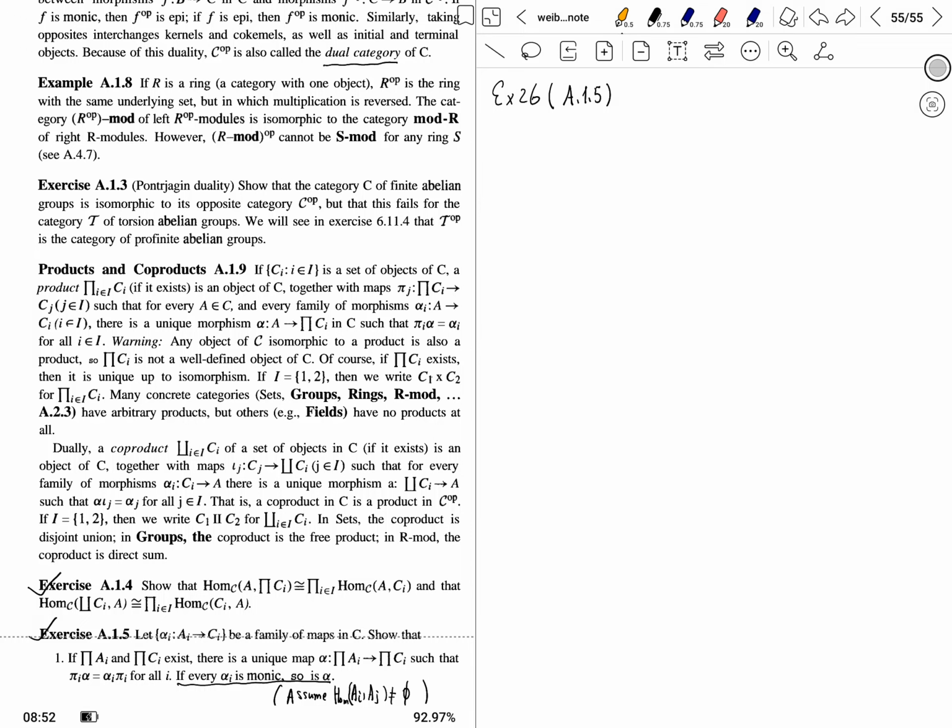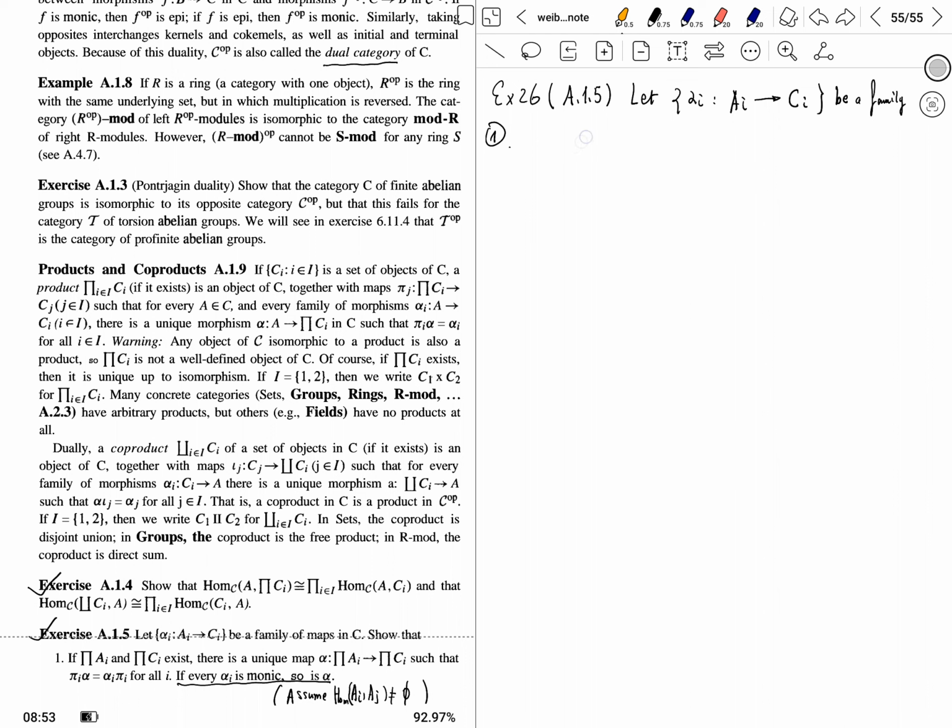Exercise 26. Let's look at exercise 8.1.5 in Weber. Suppose we have a family of morphisms from A_i to C_i. At this moment we don't put any restriction on this category. Let's see the first question.